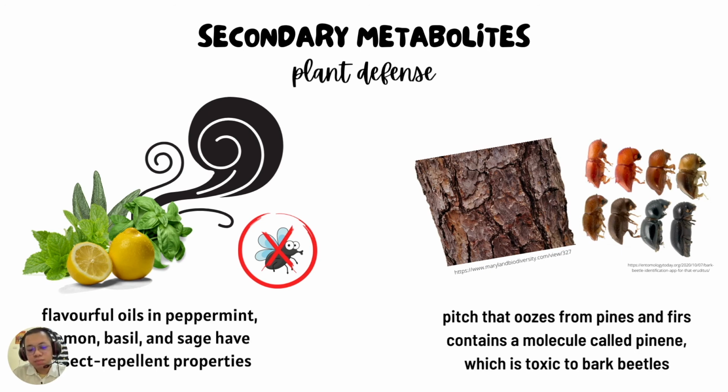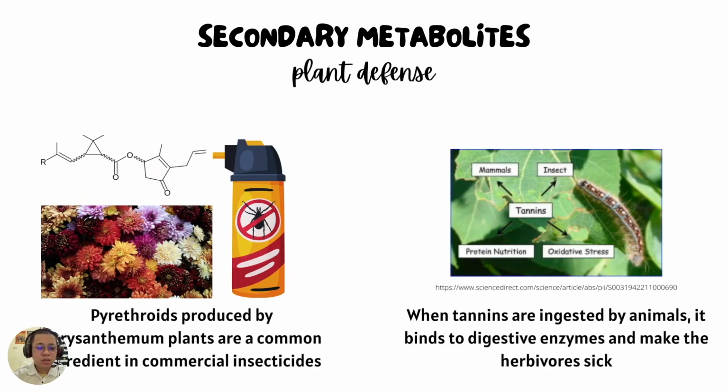And then we have the pitch that oozes from pines and firs, which contains a molecule, the pinene, which is toxic to bark beetles. We also have the pyrethroids produced by chrysanthemum plants, which are common ingredients in commercial insecticides. And the tannins, which, when ingested by animals, bind to digestive enzymes and make the herbivores sick.